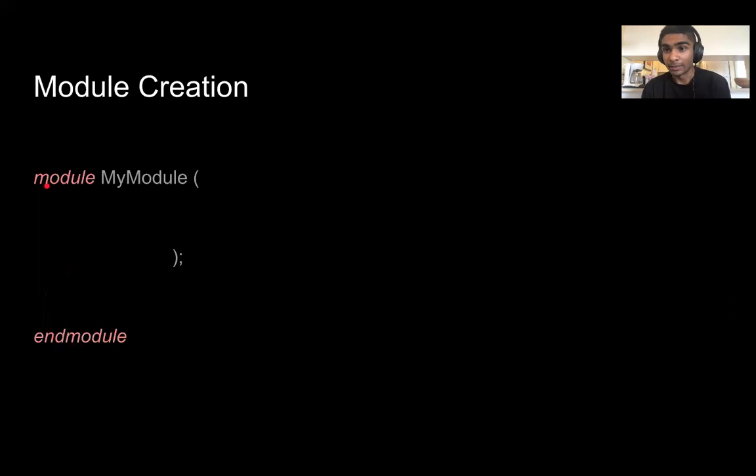So we say, all right, let's make a module. You type out module, and then you give your module a name. In this case, I call it my module. Slap on some parentheses. We'll talk about what goes in them in a second. And finish this phrase, I guess, with a semicolon. Verilog is one of those programming languages which require a semicolon.